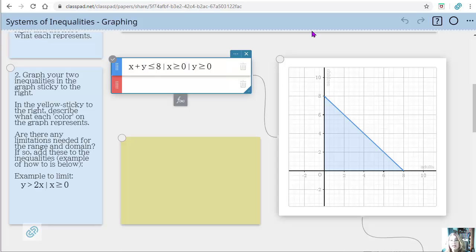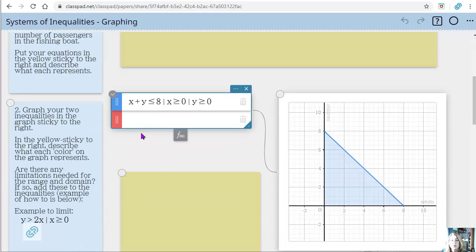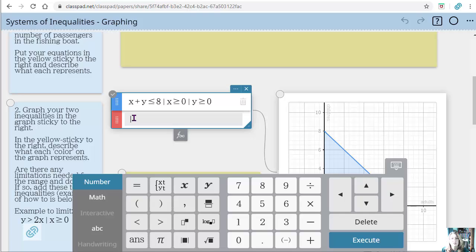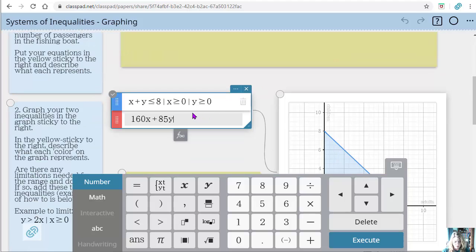75, but then they did add in that constraint that adds an additional 10 per person. So really each adult is going to be 160 for weight. Each child is going to be 85 for weight. And then they also said, well, you have to add in 200 pounds because we're going to have other gear. Maybe it's lunch, maybe it's some other things.